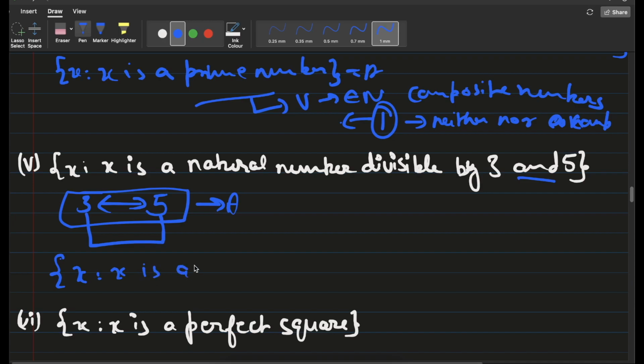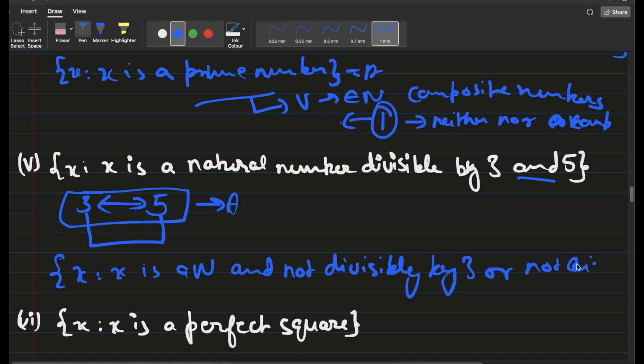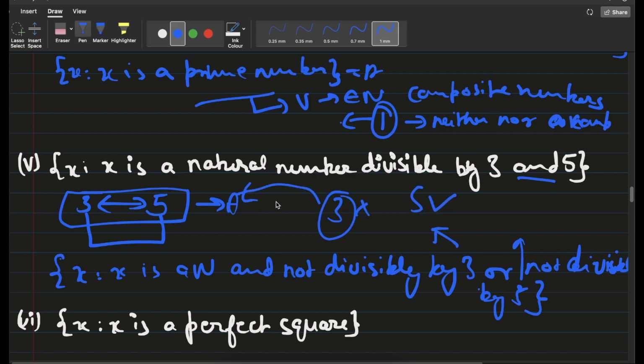If we remove these elements, what would we be left with? X such that x is a natural number and it is not divisible by 3 or not divisible by 5. गॉट इट? वाई? बिकॉज हमें क्या चाहिए कि वो 3 से डिवाइड ना हो या फिर 5 से डिवाइड ना हो. कोई एक भी काम चलेगा या दोनों भी काम चल जाएंगे. कि सपोज वो 3 से डिवाइड नहीं हो रहा पर 5 से डिवाइड हो रहा है, तो हमारा ये कंडीशन ए वाली तो टूट गई ना.